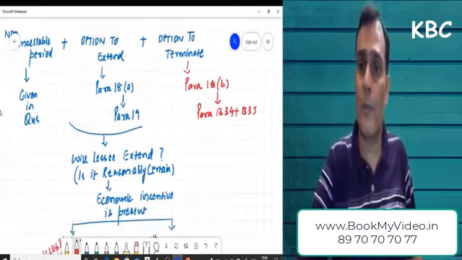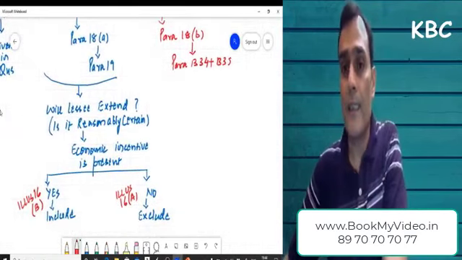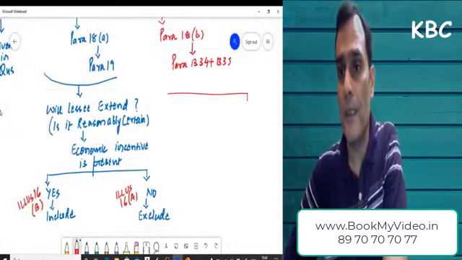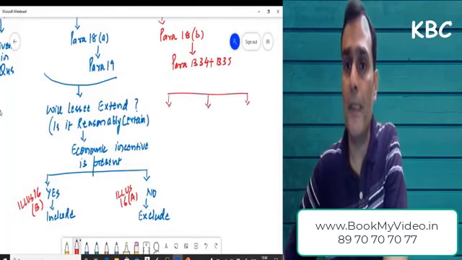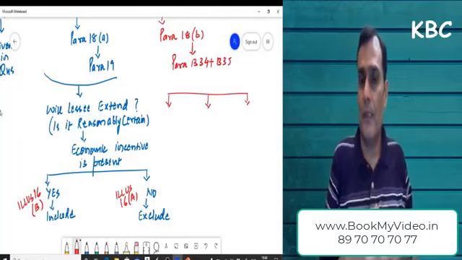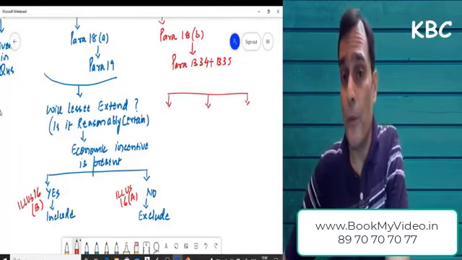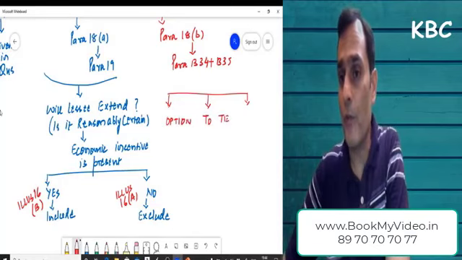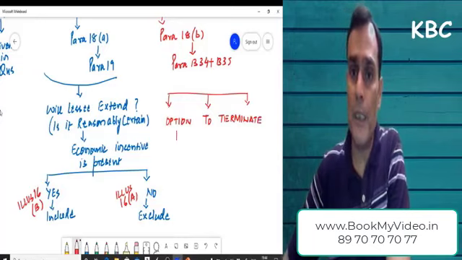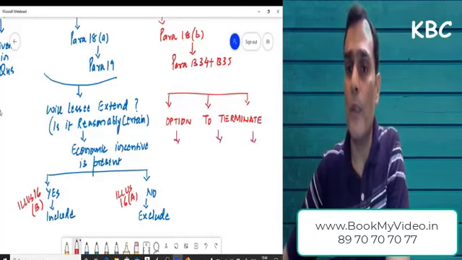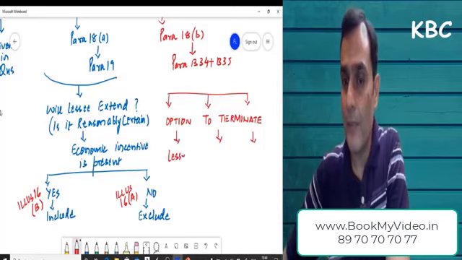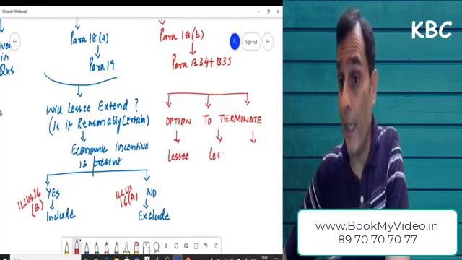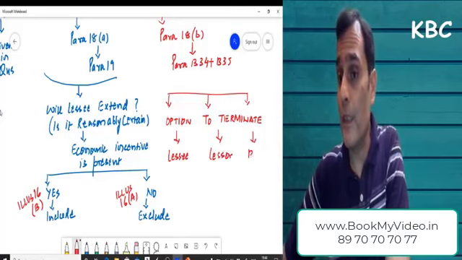Now, when you look at the concept of option to terminate, there are going to be practically three cases in this. Option to terminate is something which is common for all three. We said the option to terminate is with the lessee, the option to terminate is with the lessor, and the option to terminate is with both.